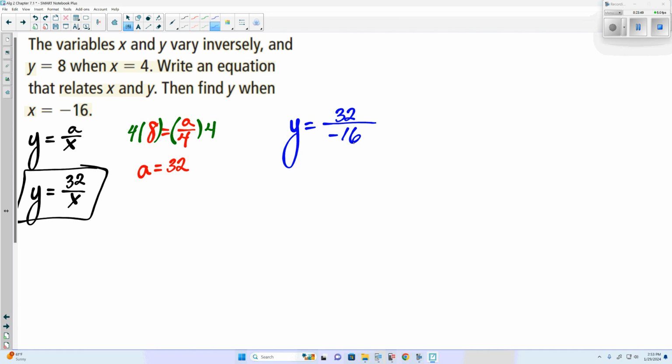Now to find the value of y when x is negative 16 would be doing exactly y equals 32 over negative 16. And when we simplify, we get y is equal to negative 2. So our two answers are y equals 32 over x and y is equal to negative 2. Questions on this here? Do we feel comfortable with this here? Yes.